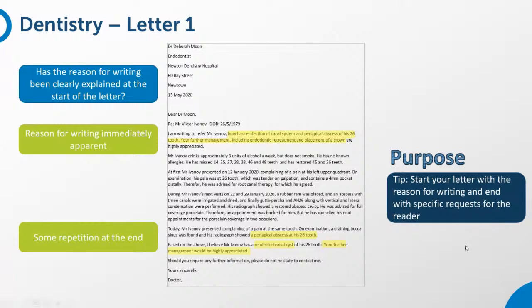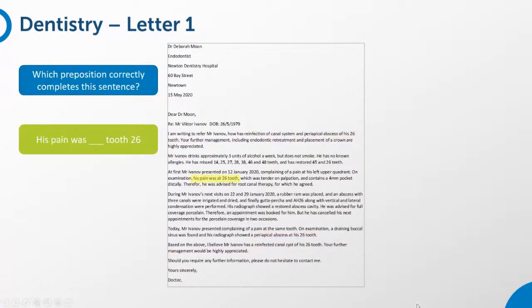All right, let's have another look at a part of this letter. So this time I want you to look at this sentence. There's a mistake in this sentence. We've got "his pain was at tooth 26." I want you to let me know in this poll question which is the correct preposition to complete this sentence. So, "his pain was blank tooth 26." At, which you can see on the screen, is unfortunately incorrect.